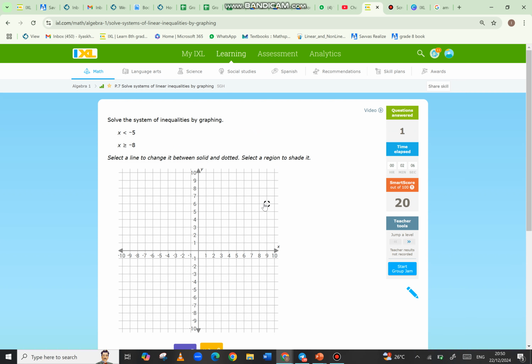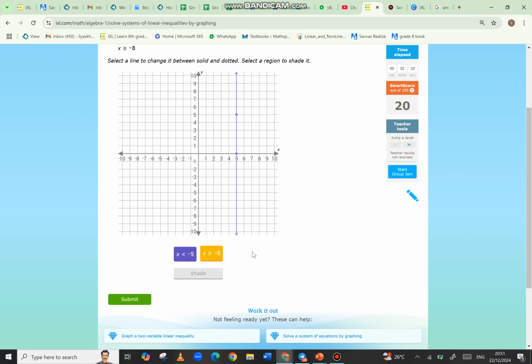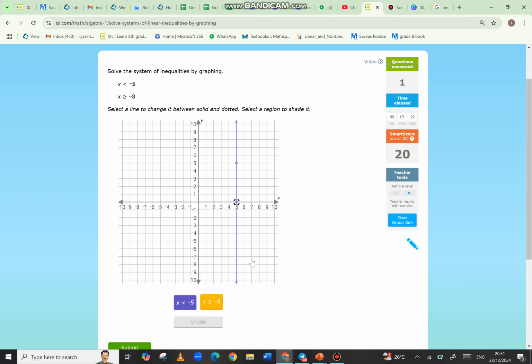X is less than minus 5. Pretty simple if you know what that means. It means a straight vertical line going through x is minus 5. Here it is. X is less than minus 5. Oh, minus 5. Let's take that all the way here. There we go.